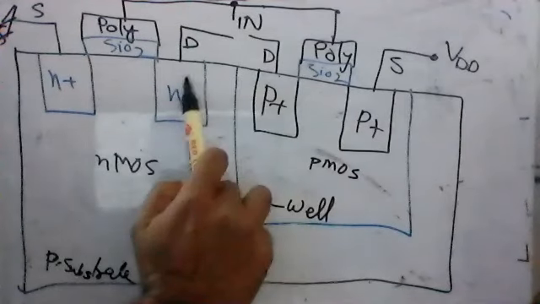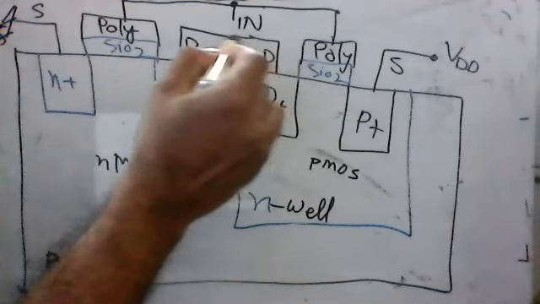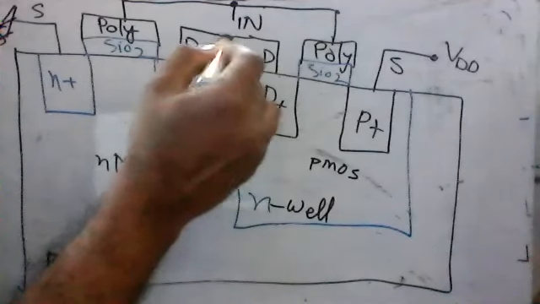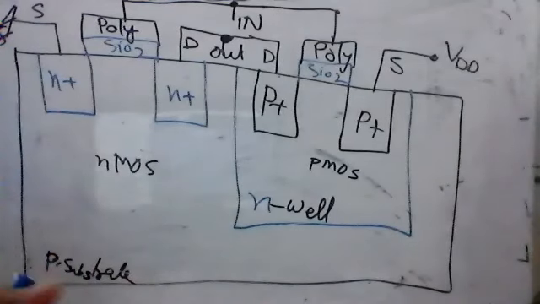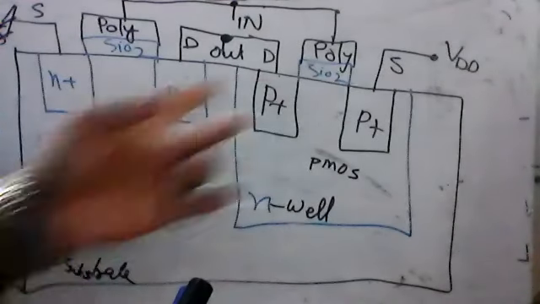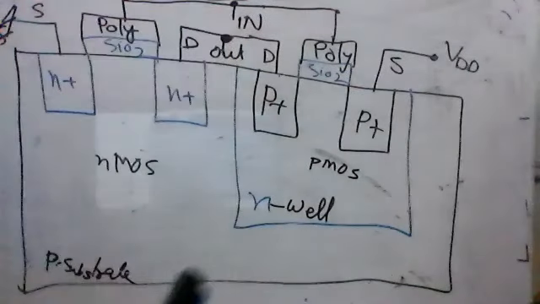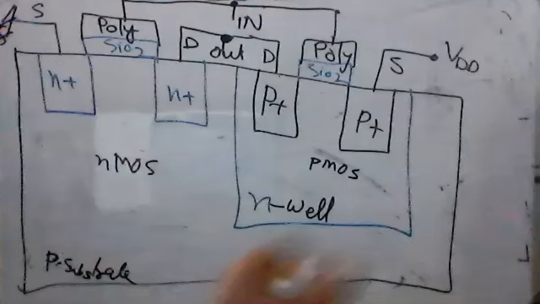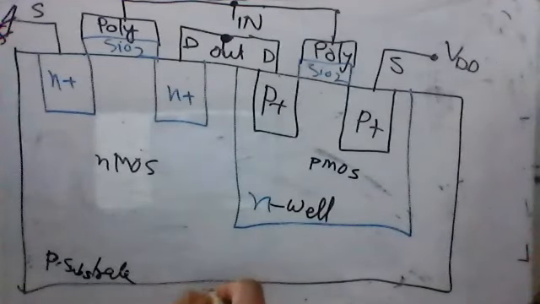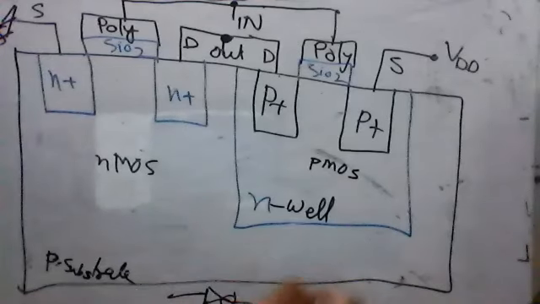This is a drain for the NMOS, and the two drains are connected, and this will be the output point. So this is the one CMOS, and we connect those two drains, we get the output, and to get that we apply input, and this is the main power supply, and this is the ground. So this whole thing is a NOT gate.